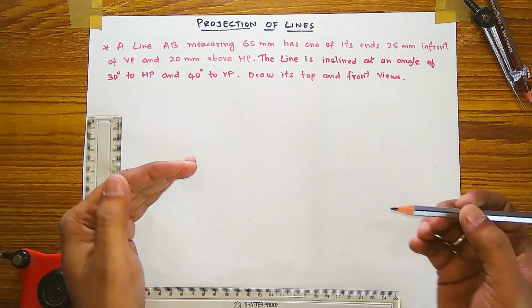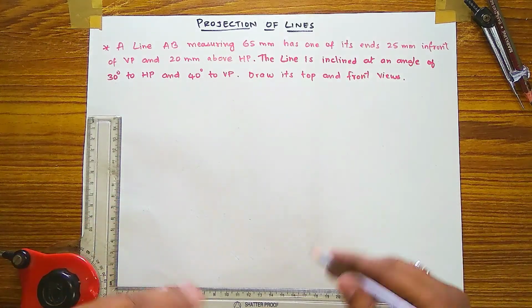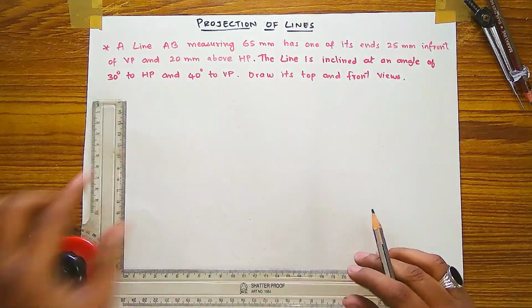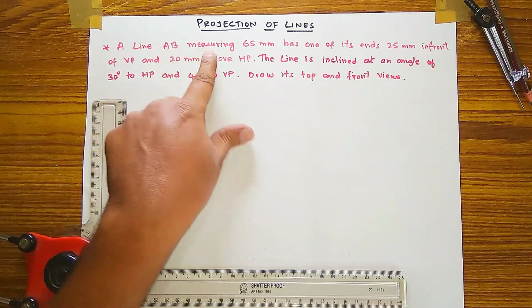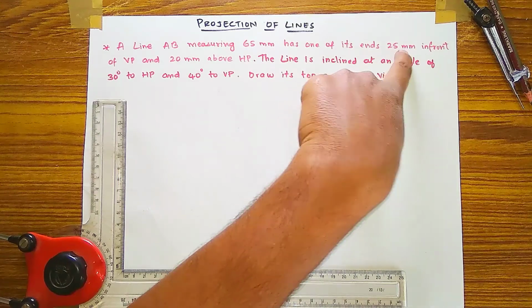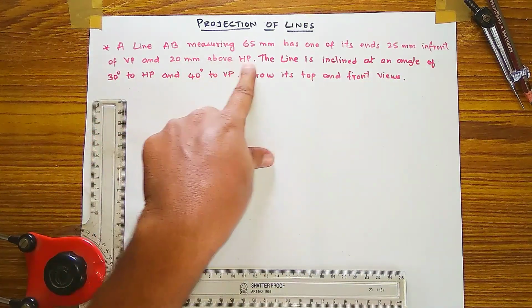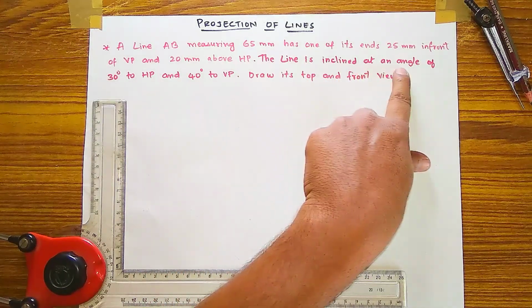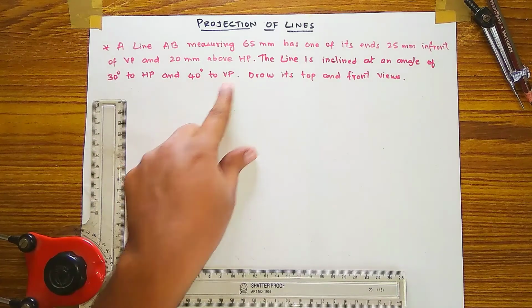Then only you will understand how to draw this problem. According to the problem, I am going to explain you with the basic skills. So this is the problem. I am starting my problem. A line AB measuring 65 mm has one of its ends 25 mm in front of VP and 20 mm above HP. The line is inclined at an angle of 30 degree to HP and 40 degree to VP.